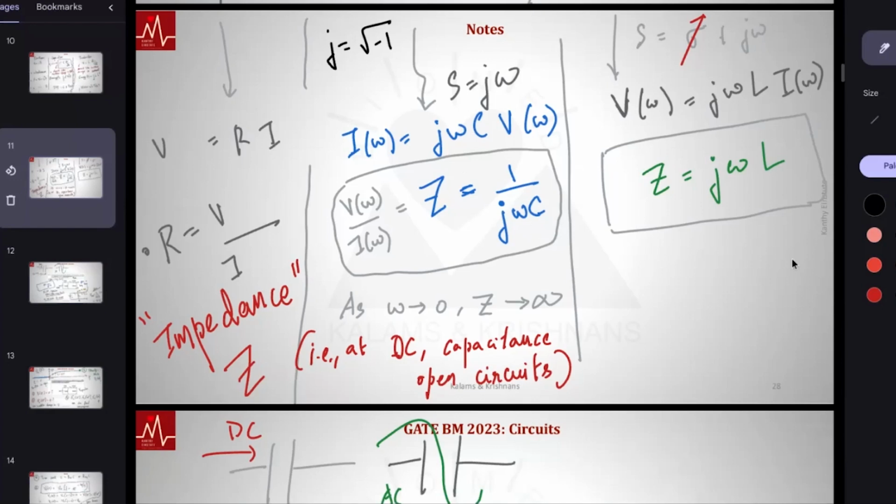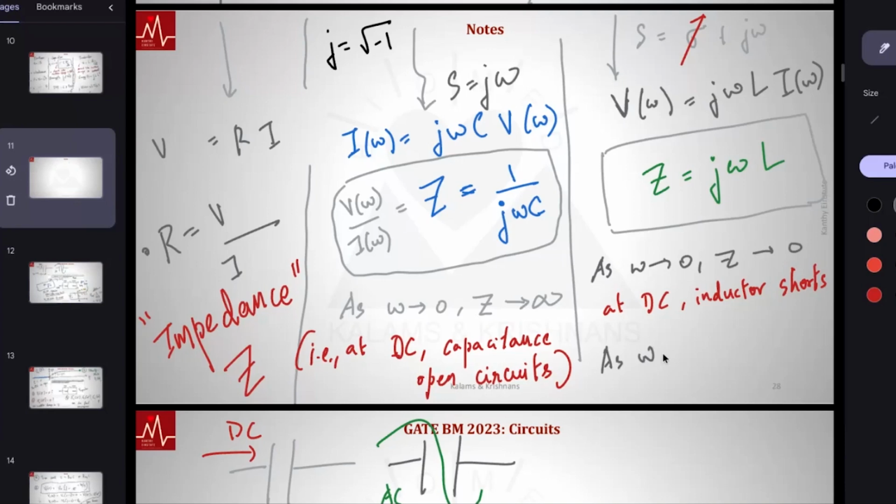And then here, what happens? As omega tends to 0, Z tends to 0. Can someone put this in simple English? There, Z was infinity. Here, omega tends to 0, and your Z tends to 0. In simple English, what does it mean? The impedance, the resistance, is 0. It does the opposite of open. At DC, an inductor shorts.